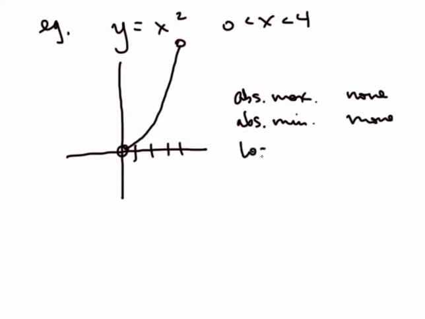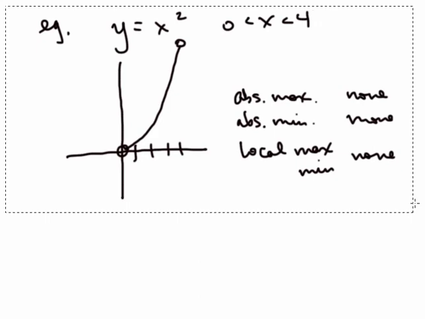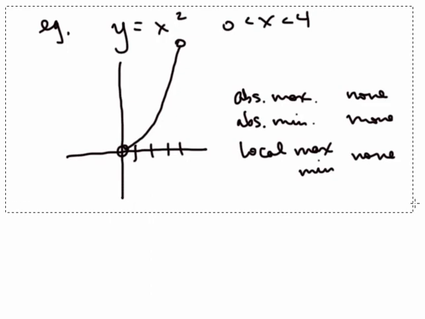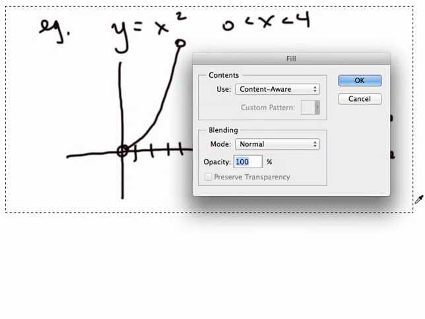And as you can probably guess, if you ask for a local max or a local min, there's also going to be none. So this function has nothing. There's nothing in terms of extreme values one way or the other that would help us. Okay, so it's possible to have no absolute max, no absolute min. You can actually have nothing. So that can kind of make things a little bit interesting. Okay. Let's maybe do 2 more examples.